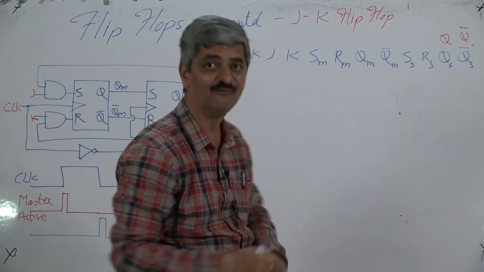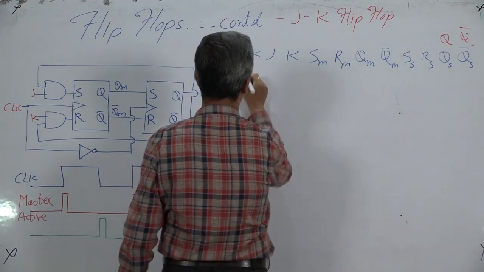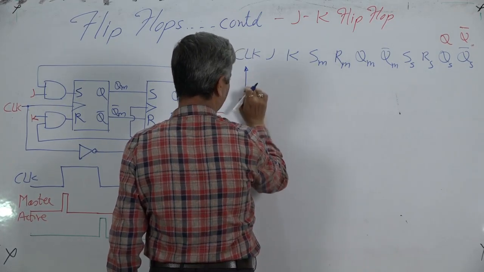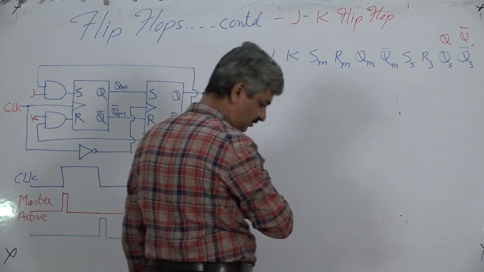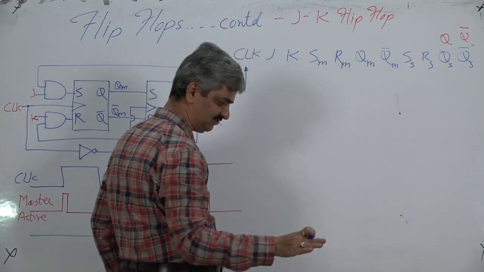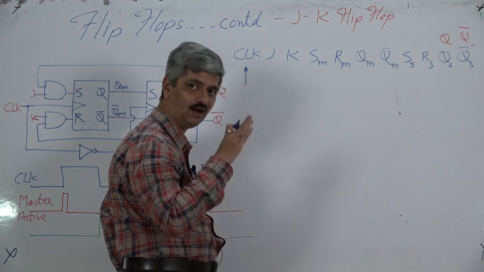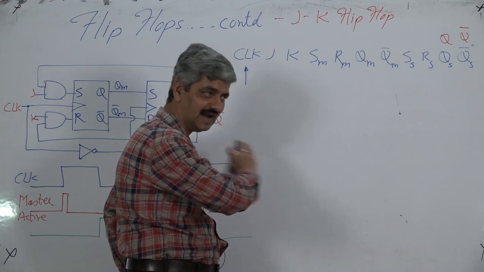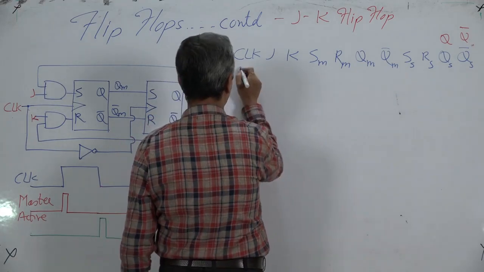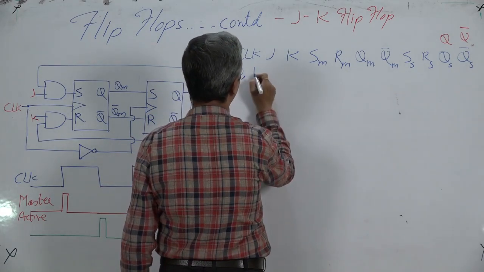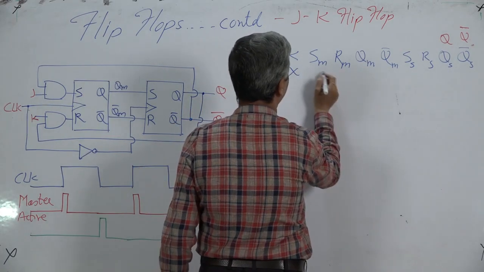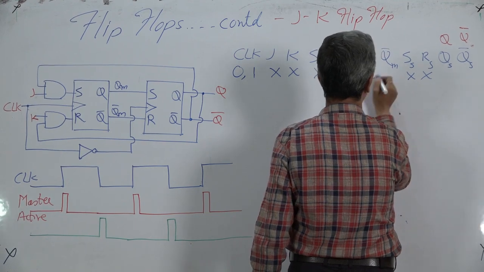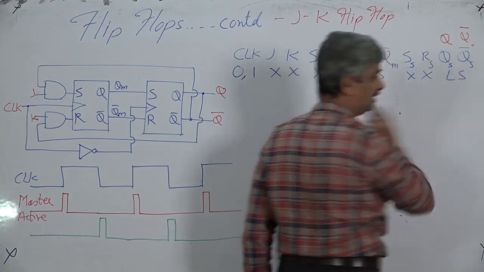So at the time of rising edge, what happens? When clock is 0 or clock is 1, nothing happens. When clock is 0 and when clock is 1, none of the things are active. So what can we write? We can write that also. Clock is 0, clock is 1, irrespective of this, it is last state. No change occurs.